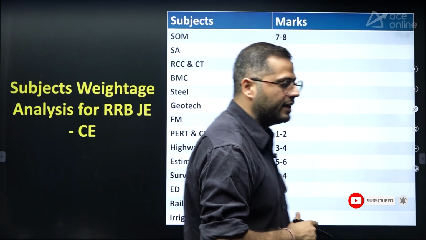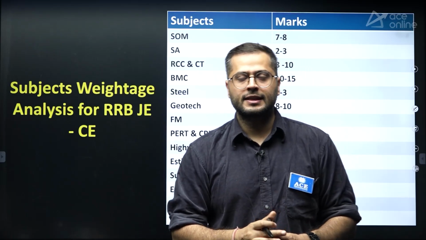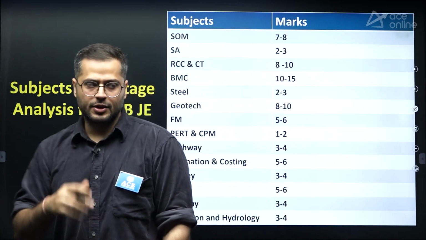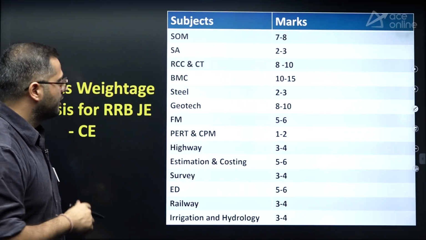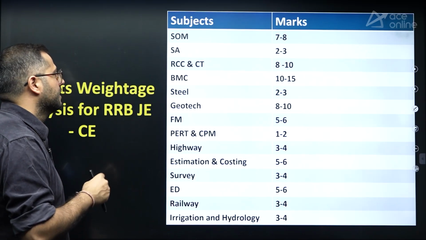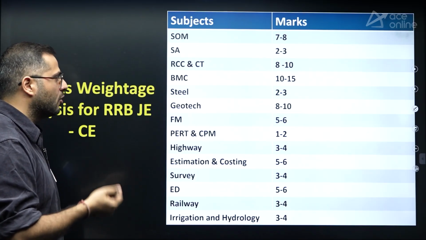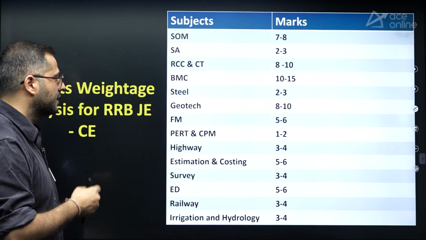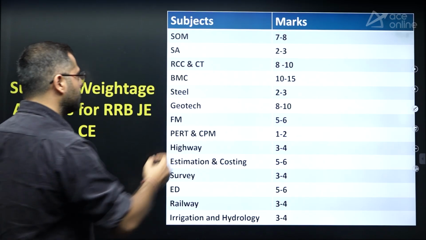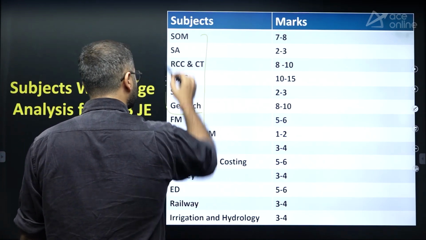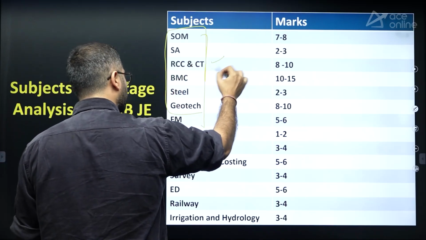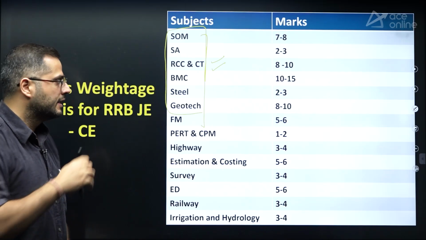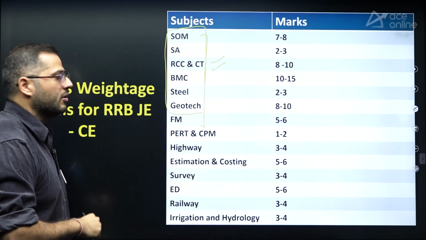When I say technical abilities, what is the number of questions observed for civil engineering, RRB JE in the last couple of years? You can see this has been the weightage for various subjects. Strength of materials 7 to 8 questions, structural analysis 2 to 3 questions, RCC and concrete technology 8 to 10 questions, BMC 10 to 15 questions, steel 2 to 3 questions, geotech 8 to 10 questions. So apart from steel, you can expect good weightage from these topics again. Approximately around 50% of the technical questions are being asked from this particular area only.